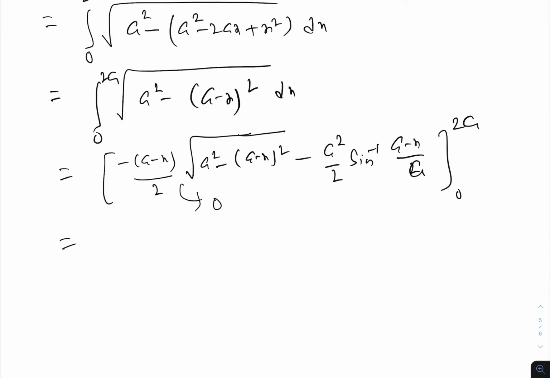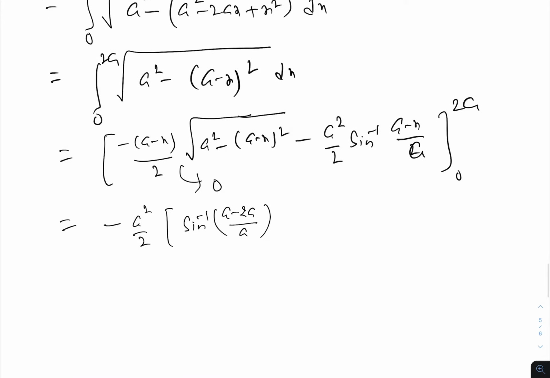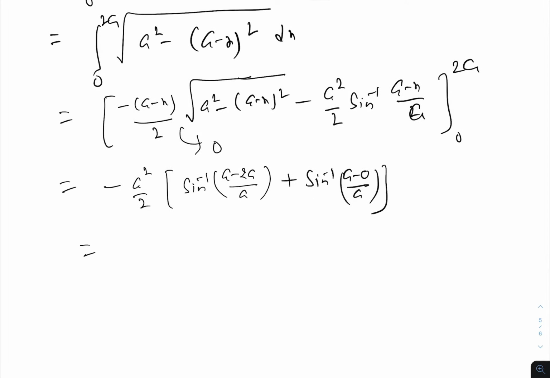And here we are having minus a square by 2, this sine inverse a minus 2a by a, and plus sine inverse a minus 0 by a. So, this is equal to minus a square by 2 sine inverse minus 1 plus sine inverse 1.